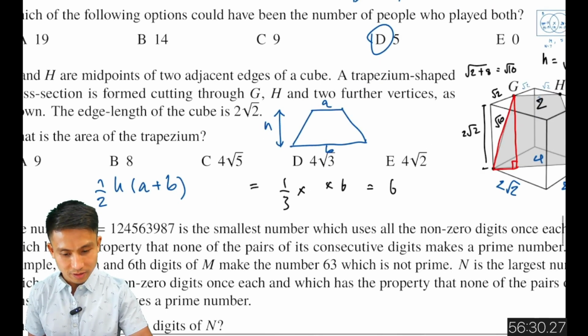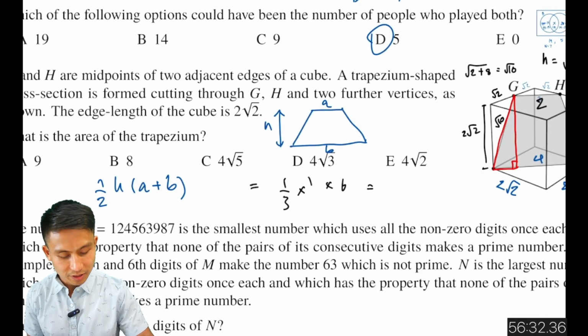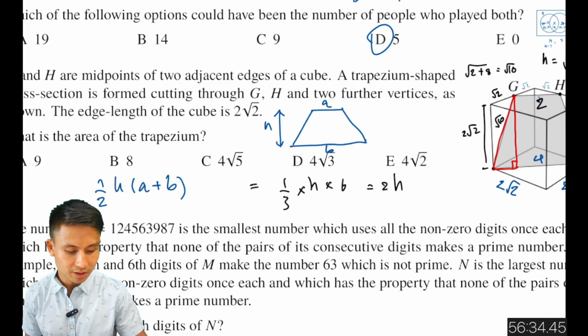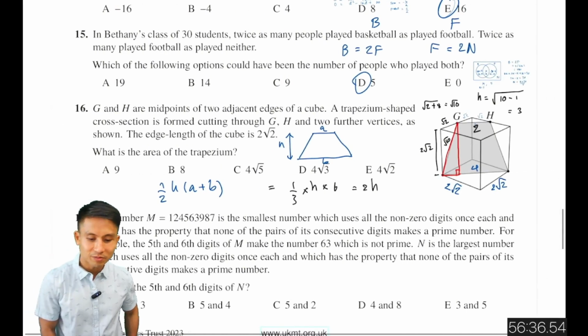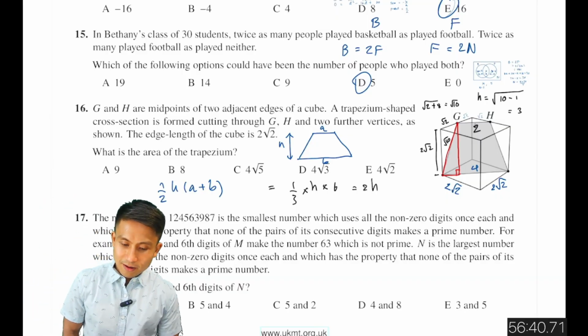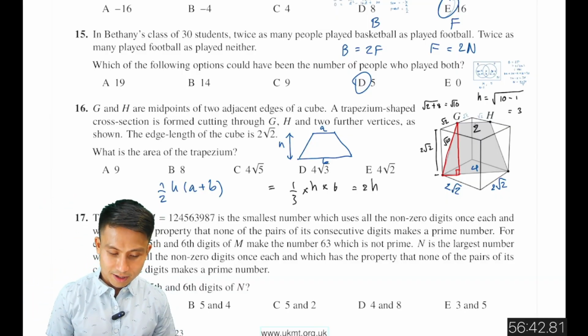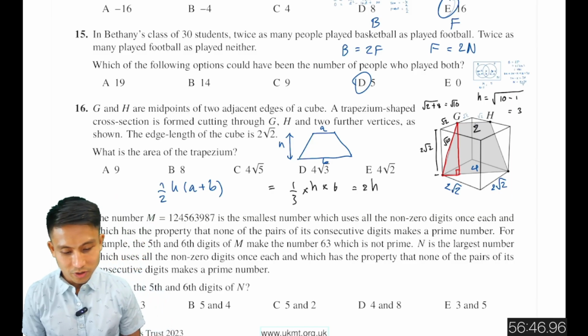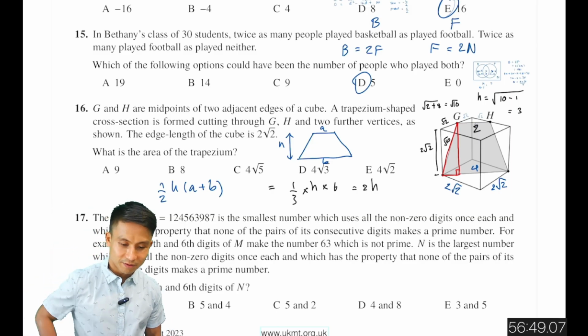Not sure about this, but it's just the height, right, that we don't know. So let's make that h, and then it's 2h. So 2 times something. I'll probably go with 4 root 5.